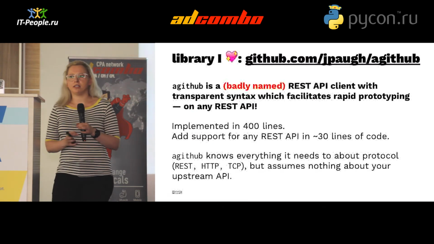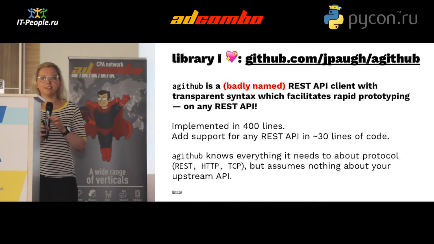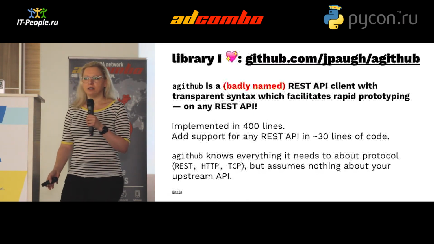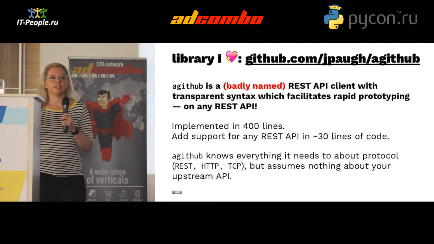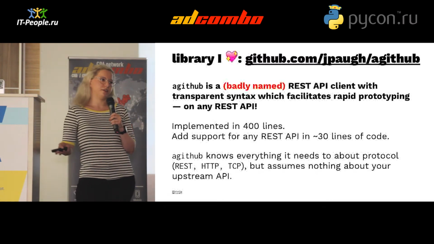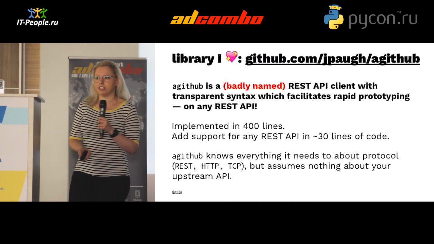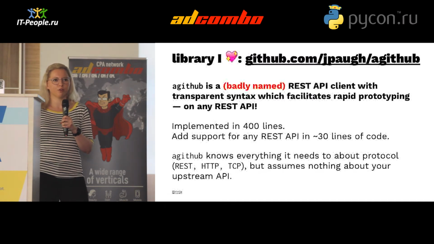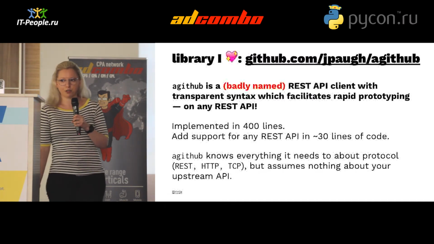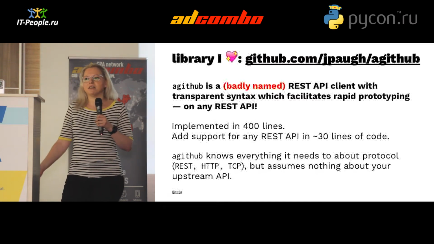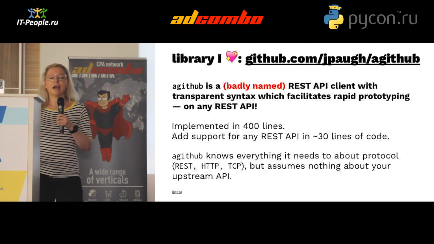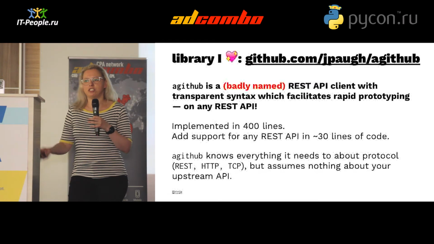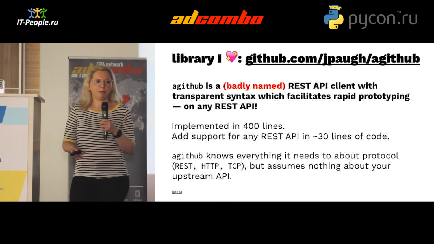There's a library out there that I really like. It's called agithub. And agithub is a really badly named library because what it is, is a REST API client with transparent syntax that facilitates really rapid prototyping on any REST API at all with pretty minimal configuration. It's implemented in 400 lines of code, and you can add support for any REST API in about 30 lines of code. Agithub itself knows everything about protocols like GET, REST, HTTP, but it doesn't really know anything about the upstream API.